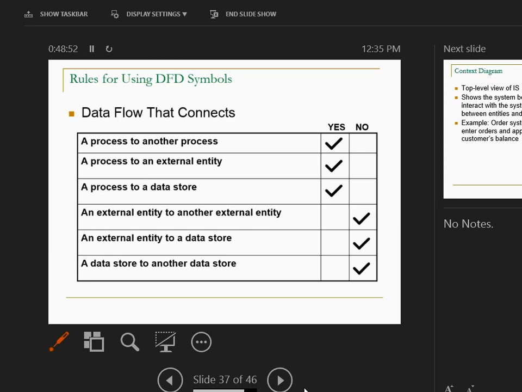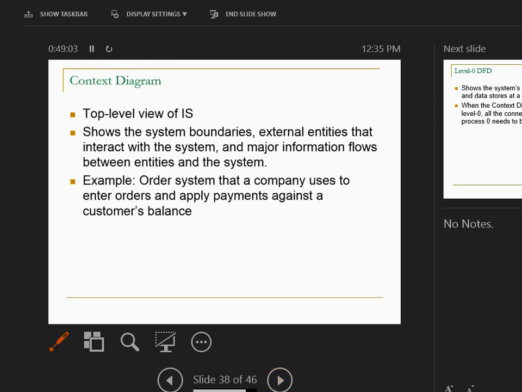Talk about coming into the data store. You can't have a data store that goes directly to another store. There's some process that says convert this to that, goes through a process. Okay. So we'll get to an example shortly.